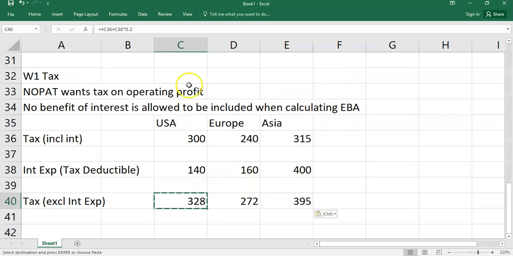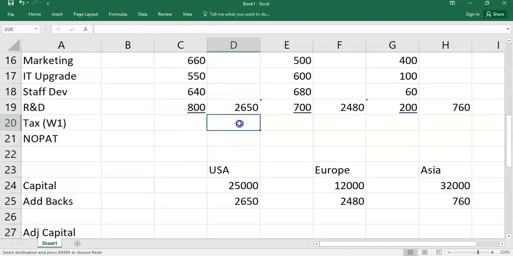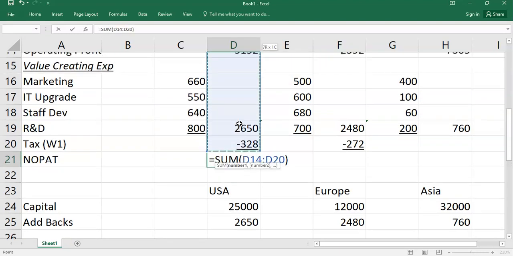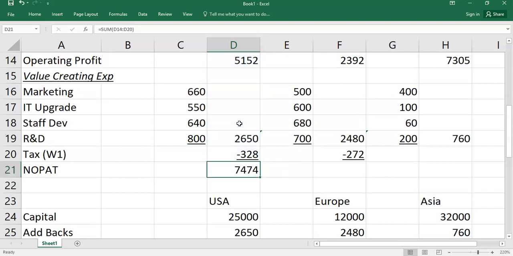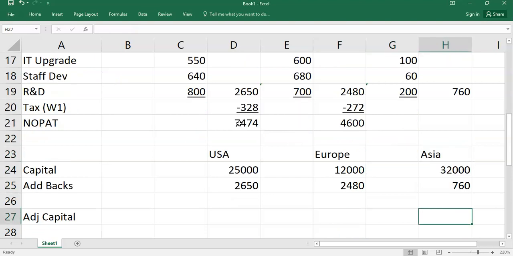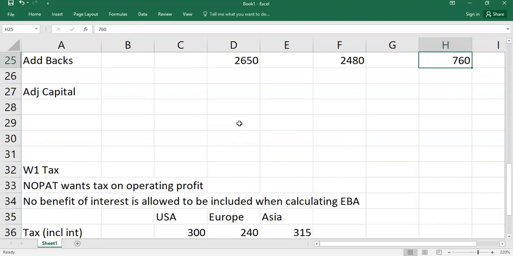So we can take those then, 328 minus 328 for tax, which gets us a NOPAT of 2322. The next one, we have minus 272, which gets us a NOPAT after we do the adjustments. Be careful there, I must add them all together, of 7474. Here we have operating profit plus my add backs less my tax of 46 even. And your tax adjusted is 395 for Asia.